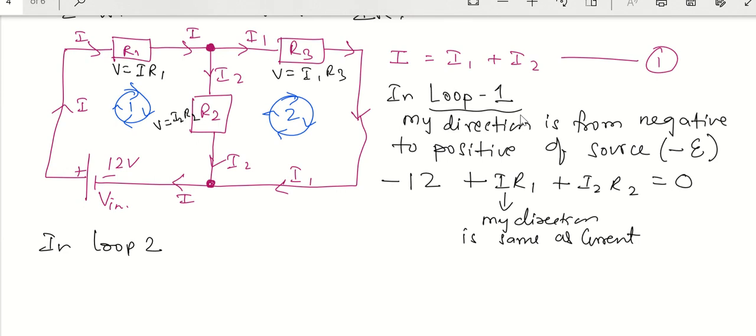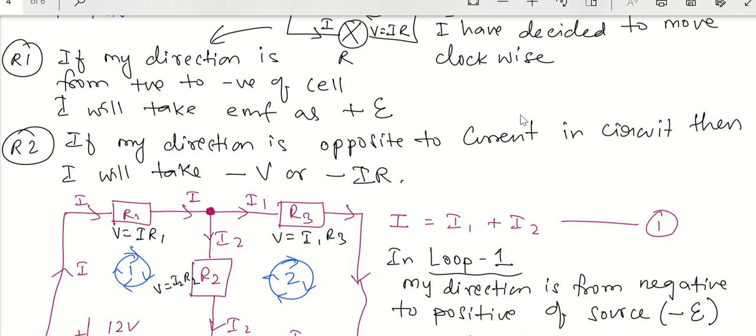See here, I am going up, I2 is coming down, right? So I have to now take this one as my minus I2 R2. Why? Because we are opposite direction, which is my direction is opposite to the current. I am going up, current is going down. That is why he is negative. Because up here we decided if they are opposite, then we are going to take that as a minus value.